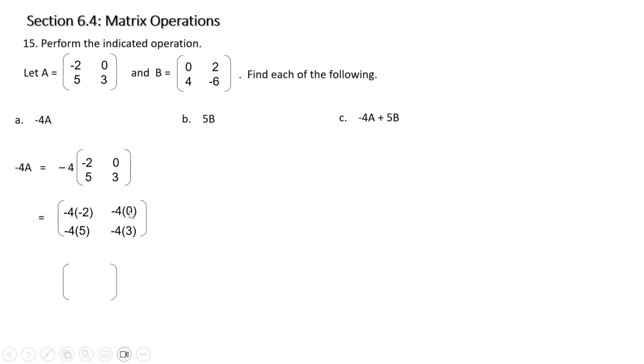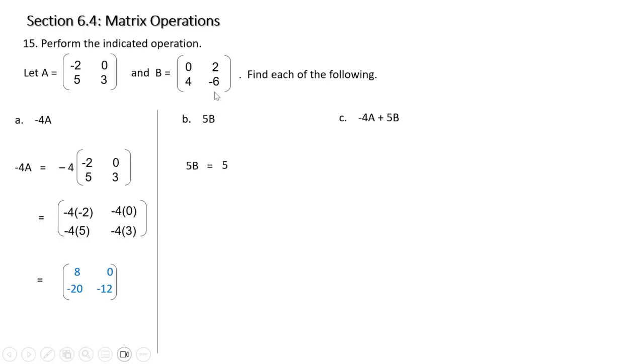If you want, guys, you don't have to do this step here. I'm just showing you so you can see what's taking place, but you can go straight from negative 4 times matrix A. You can just say negative 4 times negative 2 will give us 8. Negative 4 times 0 will give us 0. Negative 4 times 5 will give us negative 20. And negative 4 times 3 will give us negative 12. So the answer for negative 4A is 8, 0, negative 20, negative 12.